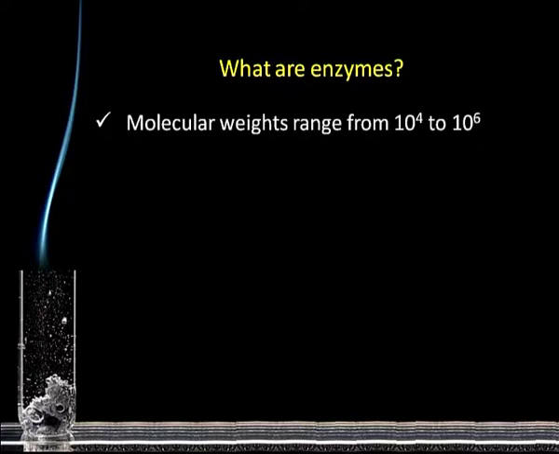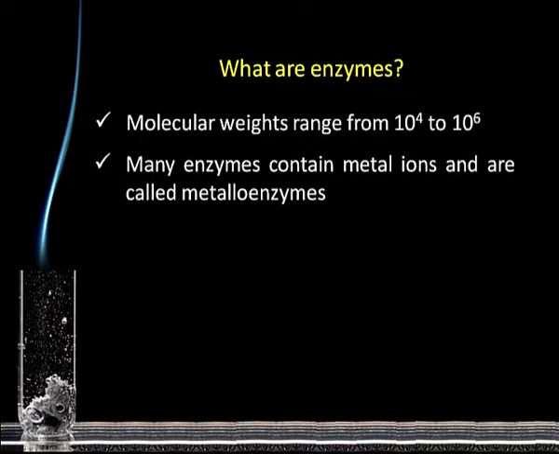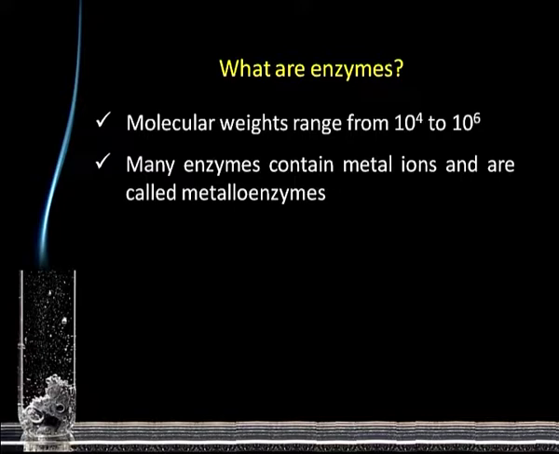The molecular weight of enzymes ranges from 10^4 to 10^6 daltons, and many enzymes contain metal ions. Remember, our catalysts also are mostly metal ions or metal oxides, metal complexes, etc. Nature has also chosen metal ions to catalyze many of the reactions, and enzymes containing metal ions are called metalloenzymes.